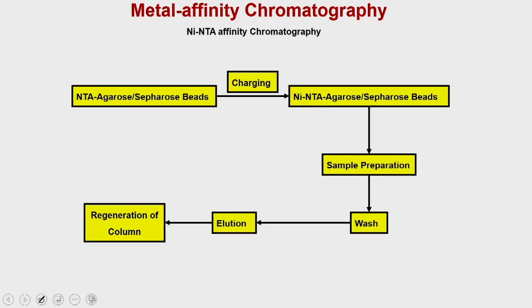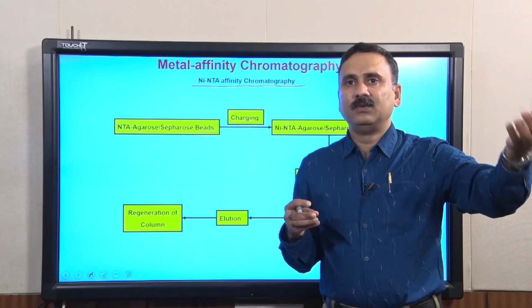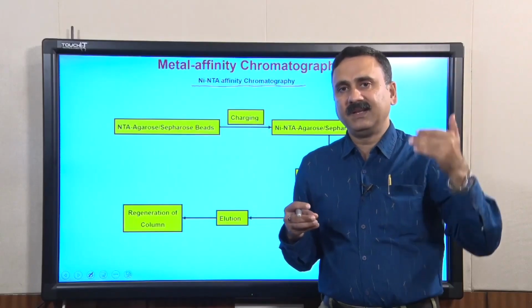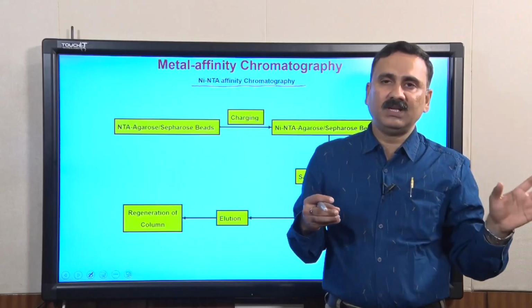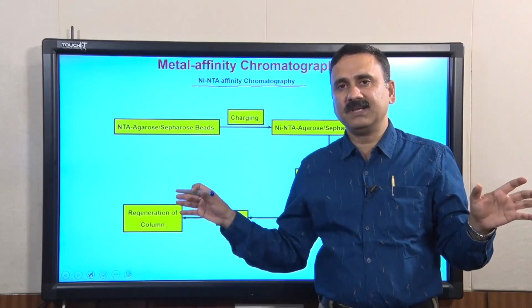So, in the metal affinity column, we have taken an example of nickel NTA affinity chromatography. Nickel NTA affinity chromatography is an example of metal affinity chromatography, where the metal bound to the beads has an affinity for a small biophore present on the protein, and that is how it binds those proteins which contain the 6 histidine, either present on the N terminus or on the C terminus.